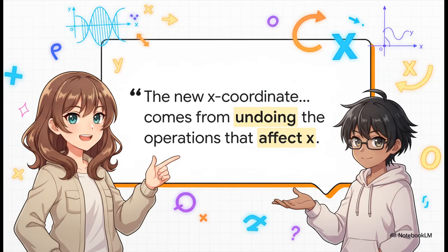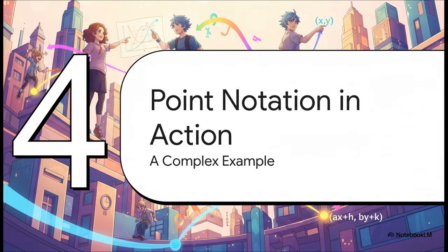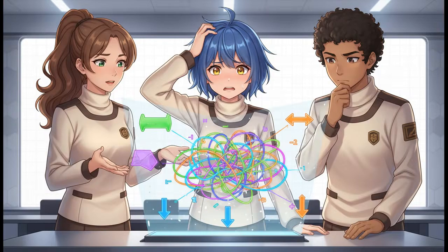That's the shift. Okay, so now that we get the why behind the madness, let's put our new favorite tool, point notation, into action with a trickier example, because this is where it really, really shines. All right, take a look at this beast of a function. G of x equals negative 2 f of x minus 1 plus 4. Wow, we've got a reflection, we've got a vertical stretch, and we've got shifts in both directions.